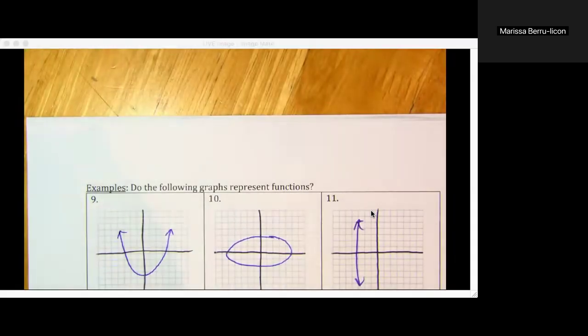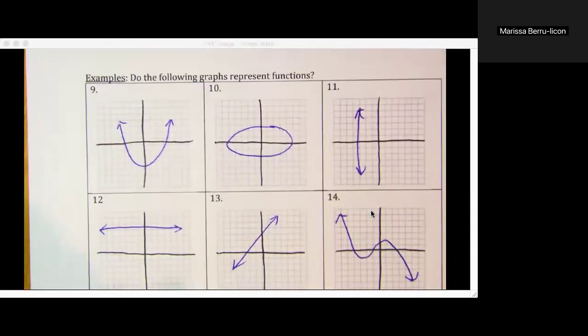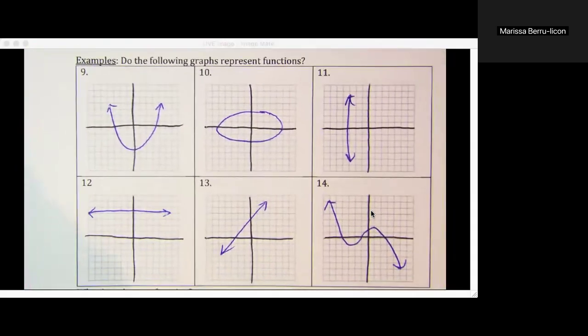And we have some graphs here. Your notes may not have these filled in yet, so you might want to pause the video here and just draw all the graphs real quick. But what we're going to see in these examples is displaying the vertical line test.